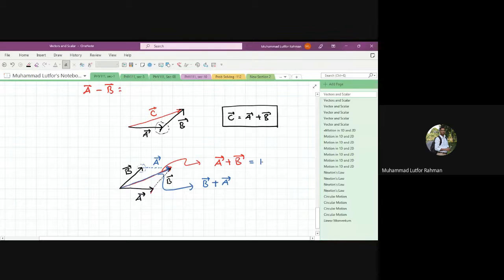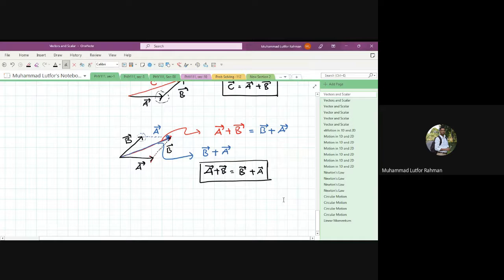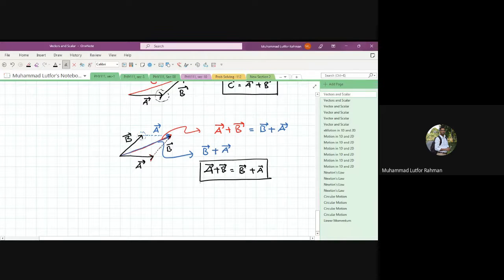Then I can write B plus A must be equal to A plus B, which is another law we define. If A plus B equals B plus A, then this is known as the commutative law, which is the extension version of the vector triangle law. I'm using the vector triangle law again over here. This is known as the commutative law.